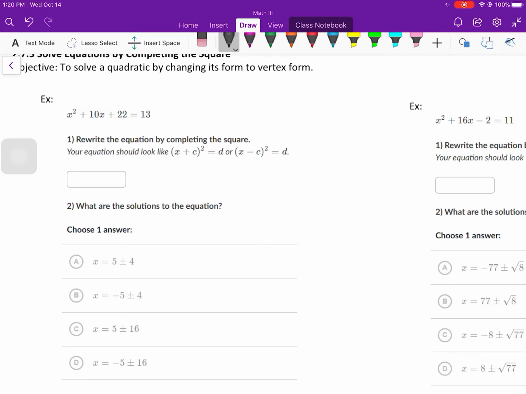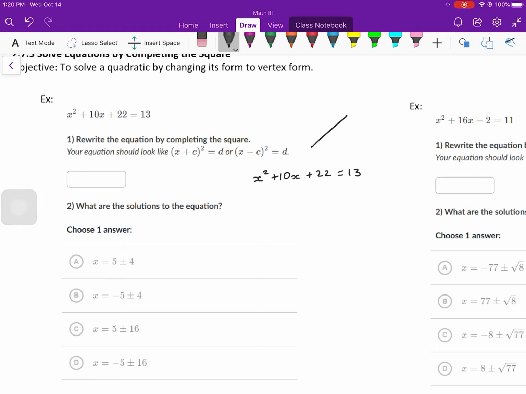Let's go ahead and put it all together. So what we're going to do in this is we're going to complete the square to get vertex form and then solve it. So if our function we have is x squared plus 10x plus 22 equals 13. I'm going to ignore the 13. I know we can move it over here, but I'm going to go ahead and just complete the square on this because we're going to end up solving anyways.